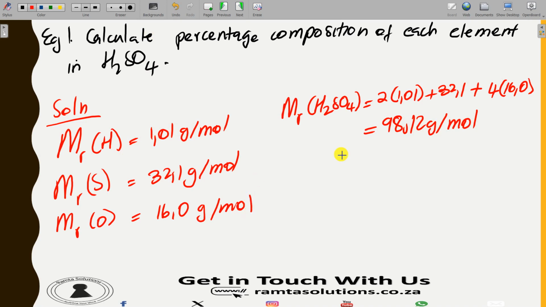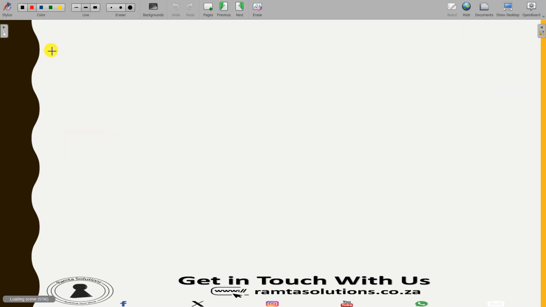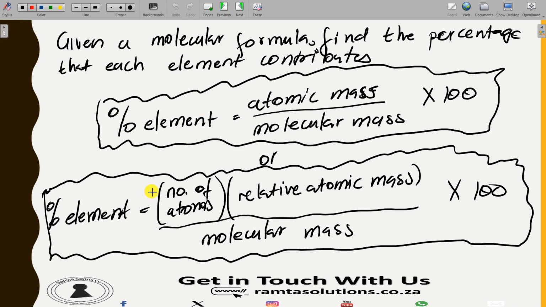Okay, perfect. So the molar mass of sulfuric acid is 98.12 grams per mole. Now let's find the percentage composition. Let's find the percentage composition of hydrogen. If you recall that formula, let's go check it out. You can use this one, or you can also use this one. Perhaps let's take this one.